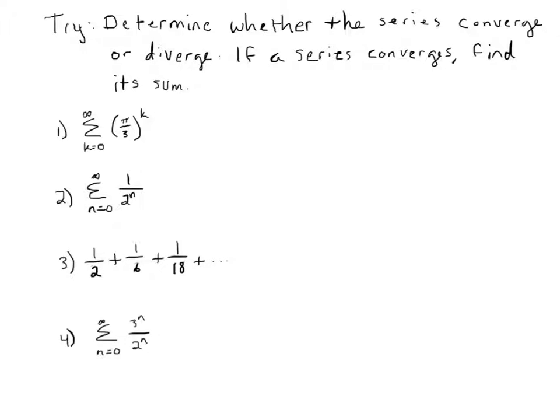Some of the series, like numbers 2, 3, and 4, you're going to have to rewrite to make them look more like a geometric series, because we always want to have it in that a times r to the n form. So do that first before you figure out whether it converges or diverges, because that'll make it a lot easier for you. Alright, so pause the video here and try these, and then when you're ready, go ahead and turn the video back on and we'll talk about the solutions.